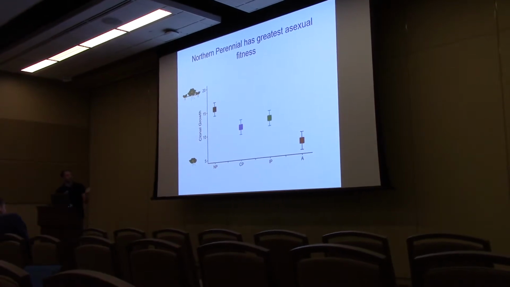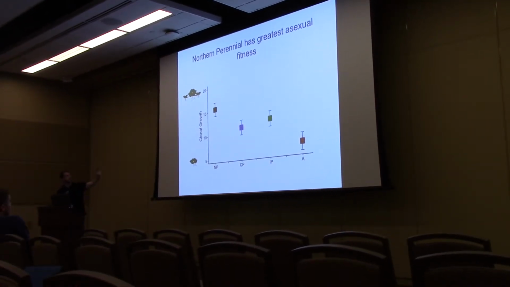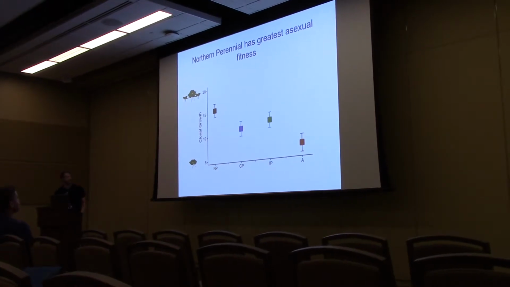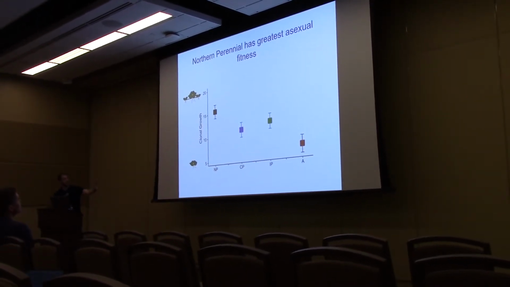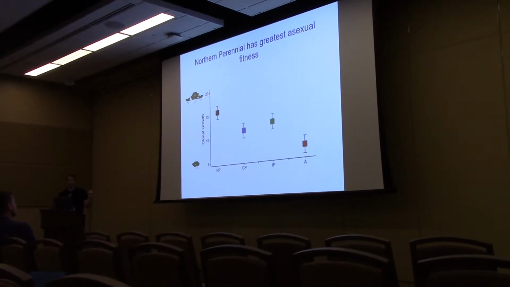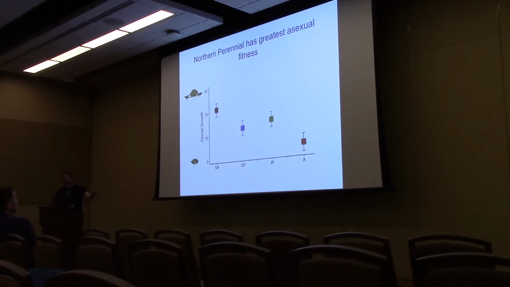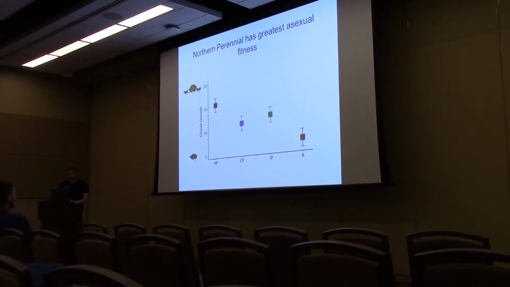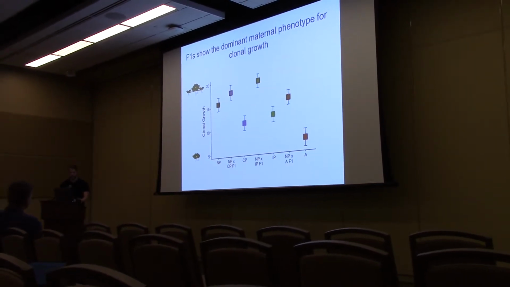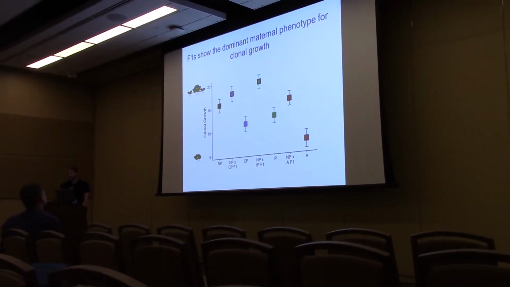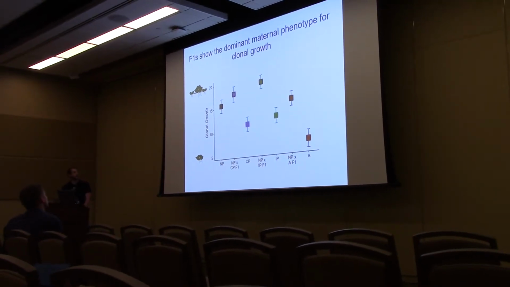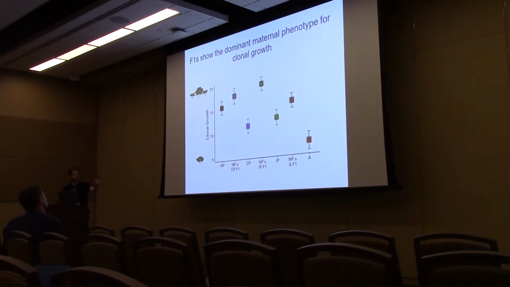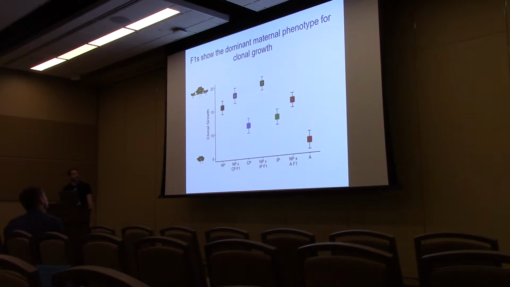What we can see here is that the northern perennial invests the most resources into clonal growth, and so into these perennial growth patterns. The coastal perennial and inland perennial fall intermediate, and annual plants have the lowest investment into clonal growth, which is what we expect because seed production is their primary means of reproduction and fitness output. But we see a really interesting pattern when we overlay the F1s on here, in that the F1s all show the dominant maternal phenotype. So despite being crossed to 3 separate populations, each of the F1 hybrids have the same investment into clonal growth as the maternal parent.